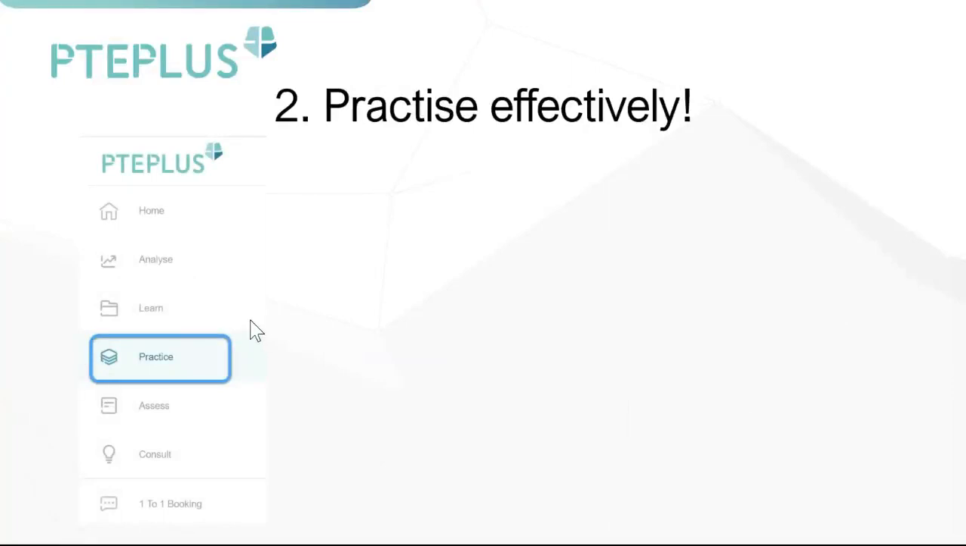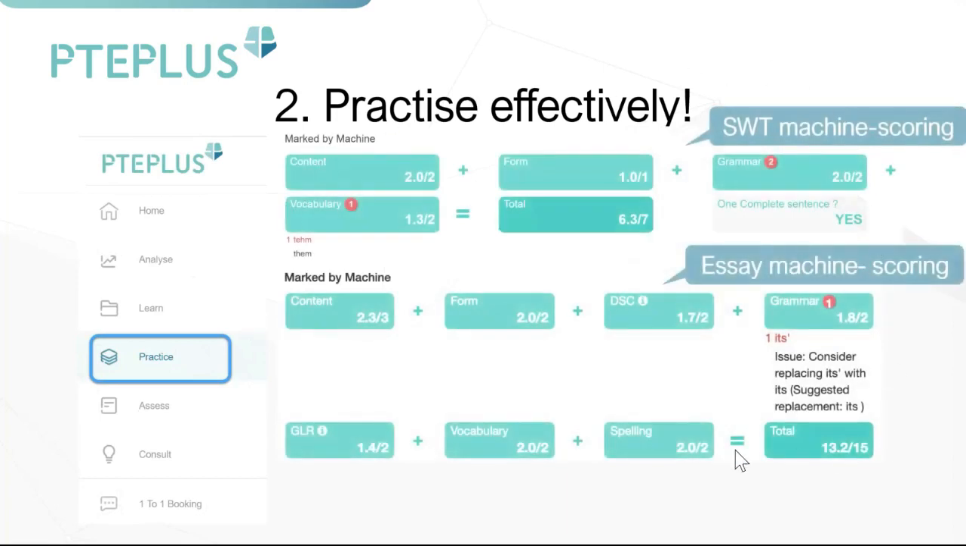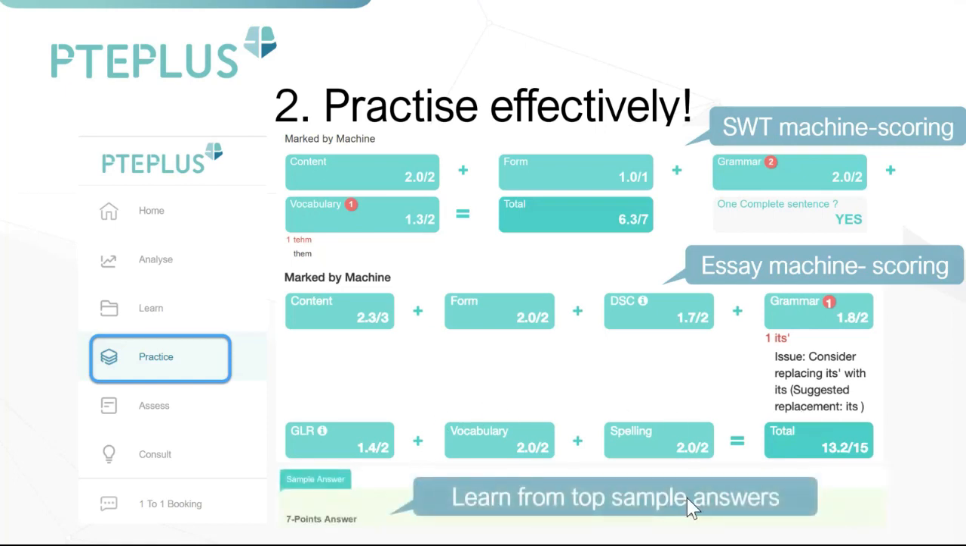Every single question you do in there will be scored by the machine in detail for every single criteria. So you can see this is the scoring for summarized written text, and this is the scoring for an essay question. And in there as well, it helps you identify some of the areas and mistakes that you're making and how you can correct them. And if you scroll down, there will also be top score sample answers for every single question. And this is how you can practice most effectively to maximize your improvement.